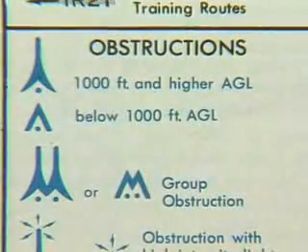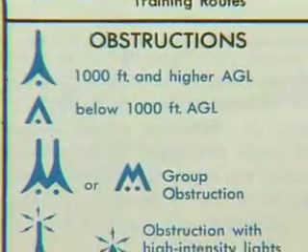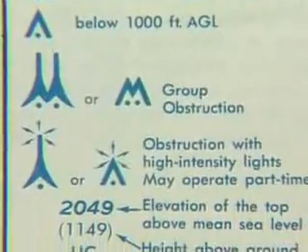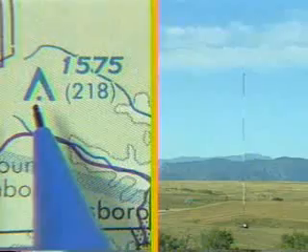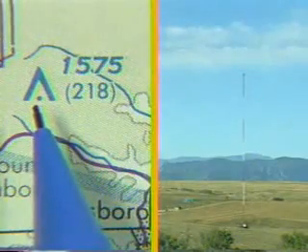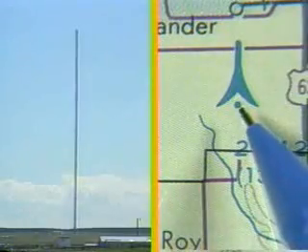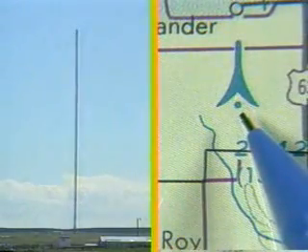Additional information found on the chart concerns obstructions. Let's take a look at some of the common symbols. One is for obstacles less than 1,000 feet AGL. And another symbol is for obstacles 1,000 feet AGL and above.